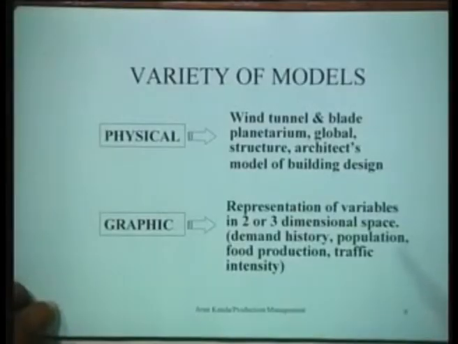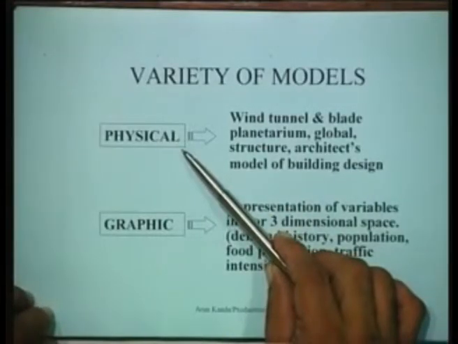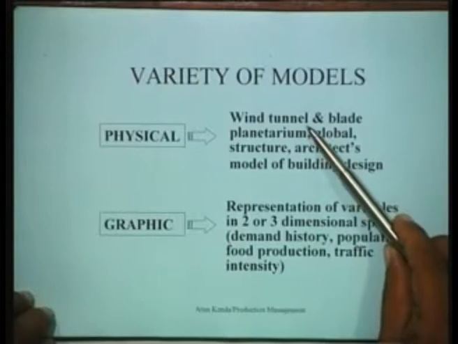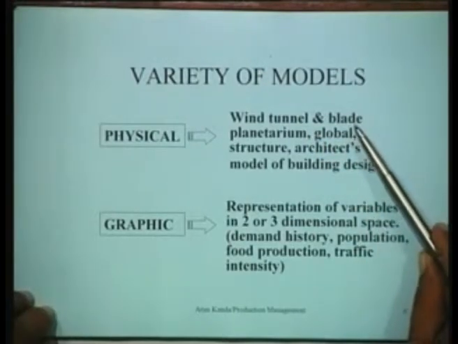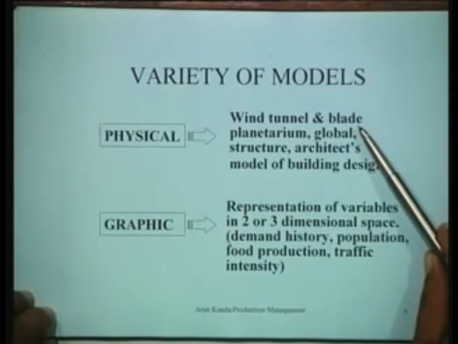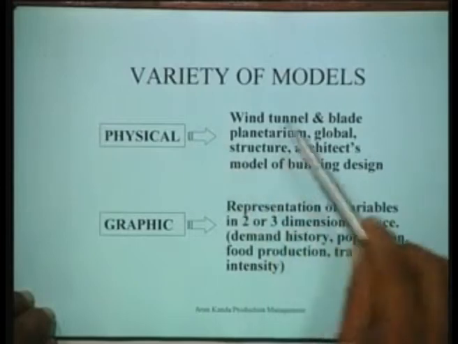There could be a variety of models. For instance, models could be physical. Some examples of models are a wind tunnel and blade. A wind tunnel is used to find out what the shape of the aerofoil should be, and therefore you can do various kinds of experiments to design the aerofoil. In that sense, it's a physical model.